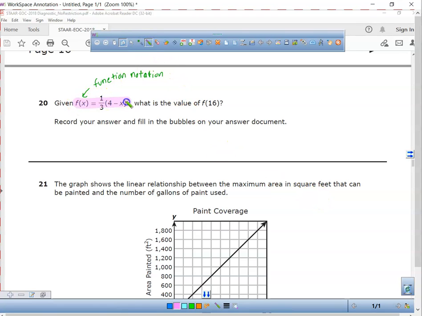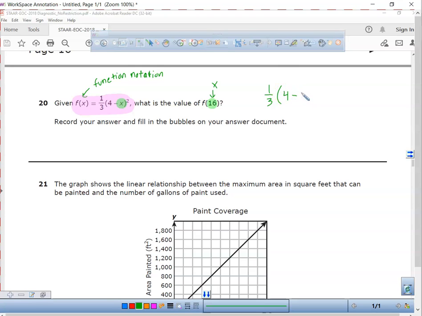I got to get out of the way from some of my kids because my head's blocking their view. There we go. All right, there's your function. Does anybody know what the value of x we're going to use to plug in right there? That's right, 16. See where it says f of 16? That simply means that's your x value. So literally, all you have to do is do 1/3, open parentheses, 4 minus 16, close it, and square it.